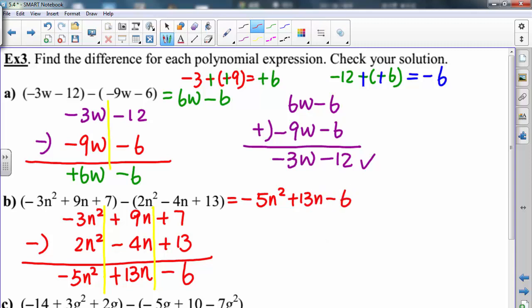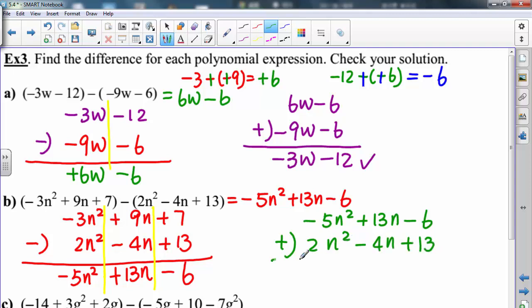How can I check my solution? I will add this difference to the second polynomial to look at if I can get to the first polynomial. Negative 5 plus 2, negative 3n squared. Positive 13 plus negative 4, plus 9n. Negative 6 plus positive 13, plus 7. This green one is exactly the same as the first polynomial. So that means my difference is correct.